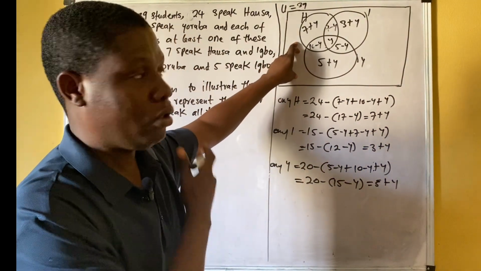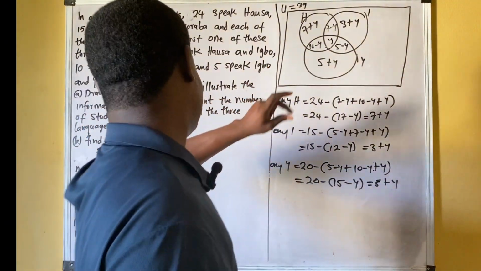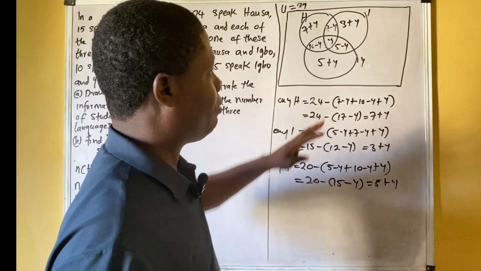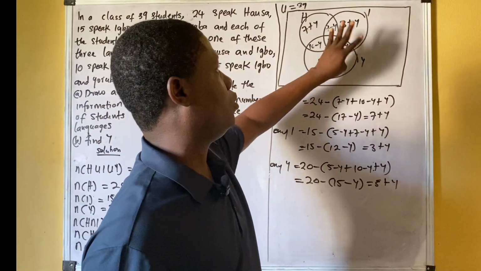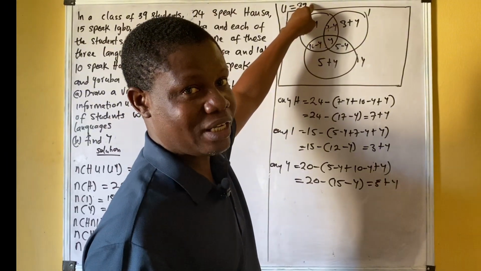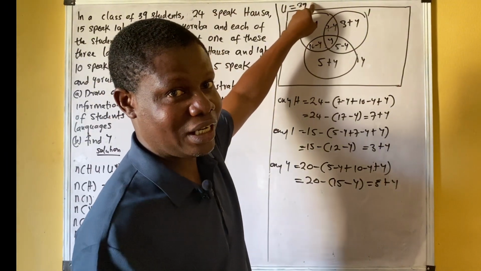To find, or to draw, right? So the next thing for us to do is to find the value of Y. How do we find the value of Y? By adding everything inside the Venn diagram and equating it to 39, which is the universal set, or the total number of students in the class, right?